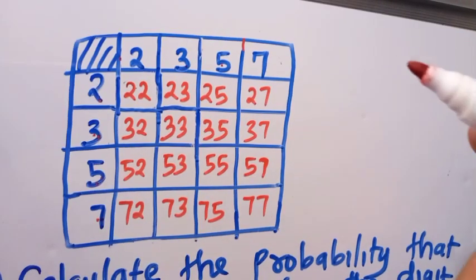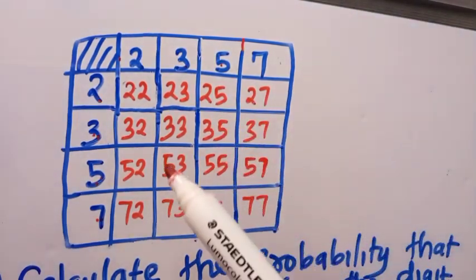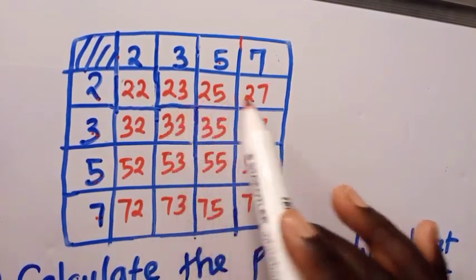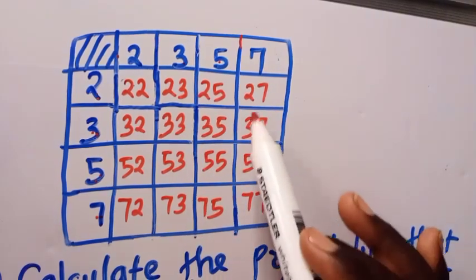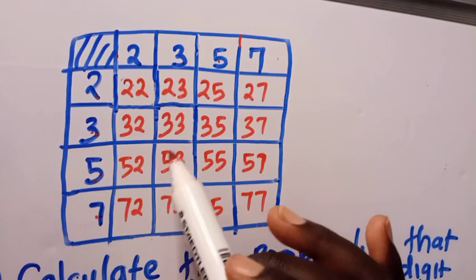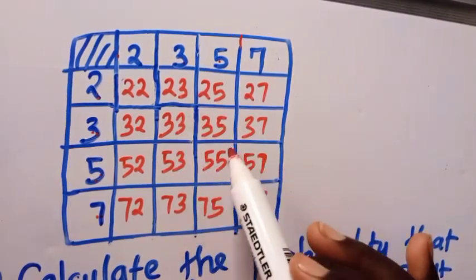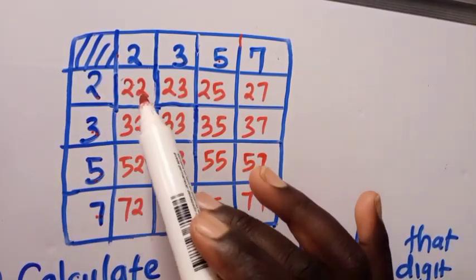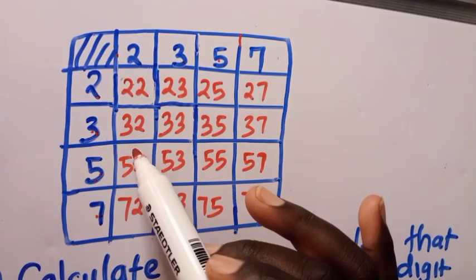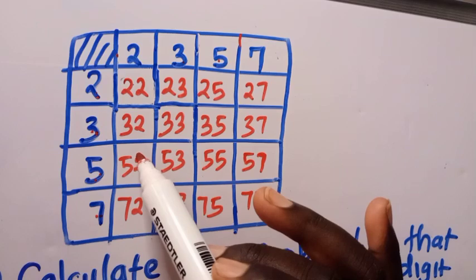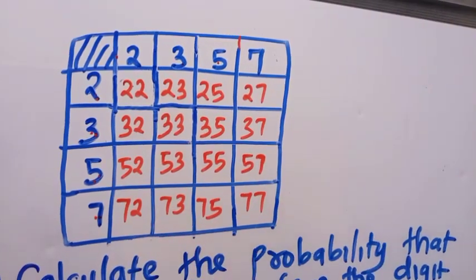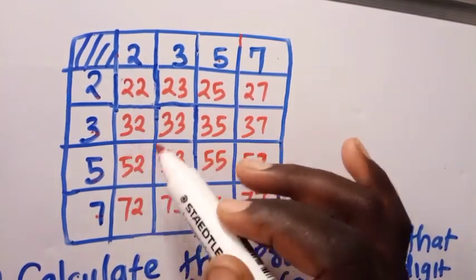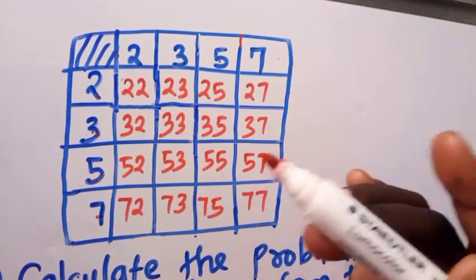And therefore, if we look at this table, how many even numbers do we have? We have 1, 2, 3, 4. The rest are odd numbers and prime numbers, because 37 is a prime number. But these ones are even numbers. An even number is a number whose last digit is 2, or 4, or 0, or maybe 6 or 8. So an even number is a number whose last digit is either 0, 2, 4, 6, or 8.